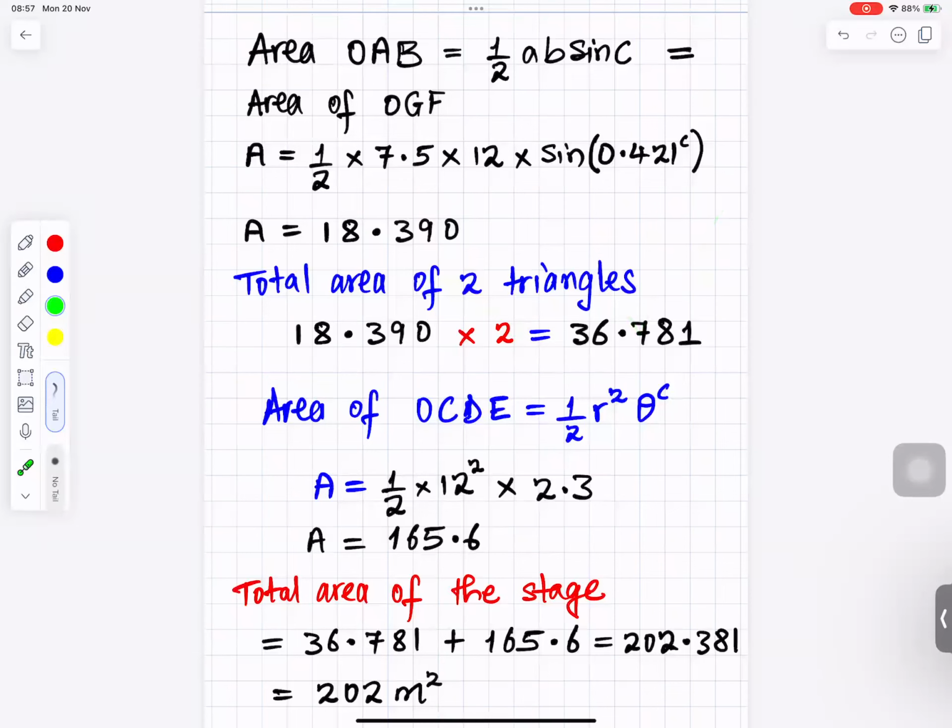And then the area of the sector, half r squared theta in radians. The radius that you did in part A is 12. The angle is 2.3. You got that area. So the total area of the stage, the area for those two triangles, the area for that sector, gets 202.38, which is 202 meters squared.